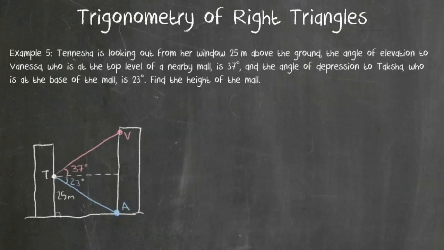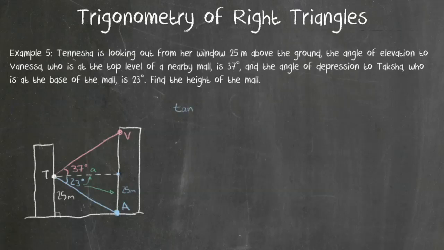So I know that Tanisha is 25 meters above the ground. What that tells me is that the side of the lower triangle is also going to be 25 meters, so I'm going to label this side 25 meters. Now, given I have an angle, I have the side across from it, which is my opposite, and I'm looking for this side here, which I'm going to label as A. I have my adjacent side and my opposite side, so I'm going to use tangent to find the distance between the two buildings.